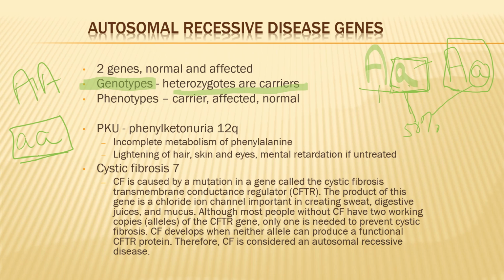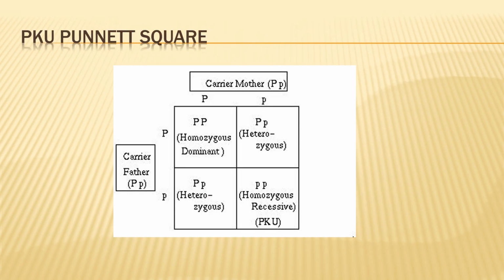There are many examples of autosomal recessive disease, but I'm just going to give you two of them as examples. The first one I'm going to talk about is PKU, also known as phenylketonuria, and that's a mutation on a gene on chromosome number 12. And the other one I'm going to talk about is cystic fibrosis, which is also autosomal recessive, and it's a mutation on a gene on chromosome 7. So we're going to talk about both of those in a little bit more detail to give you an example of autosomal recessive diseases and how they're inherited.